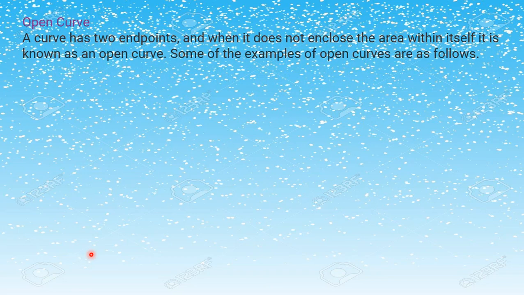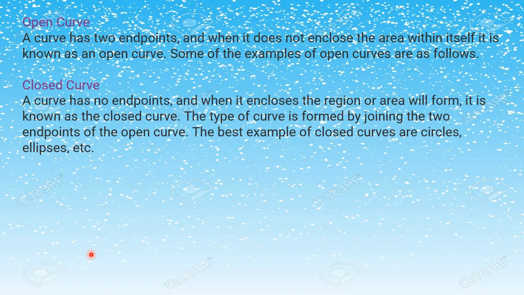Similarly we have the open curve. A curve that has two end points and does not enclose an area within itself is open. So a curve which has two end points that are not joined is known as an open curve. Similarly a closed curve is closed at all its end points. So a closed curve has no end point. By observing a closed curve we cannot understand where the curve is starting and where it is ending.